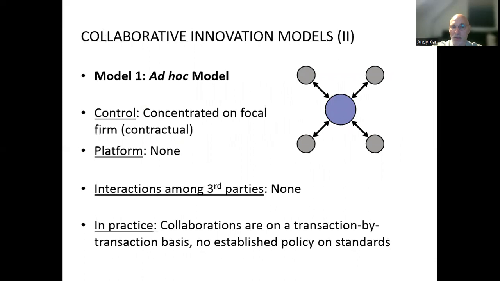Model 1 is called the Ad hoc model. In terms of control, it is concentrated on the focal firm, contractual. Platform: none, no use of a platform. Interactions among third parties: none. In practice, collaborations are on a transaction-by-transaction basis, with no established policy and standards.